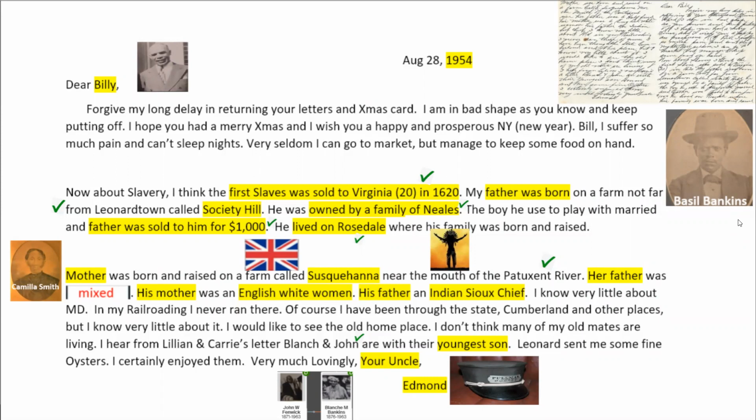Then he goes on to tell his nephew that when the younger Neal married, our Basil Bankins was sold to him for $1,000. So this was a movement from father to son when the son was about to marry and leave Society Hill to move to Rosedale, where the family was raised. So just again, priceless information that who knows where else we would have even a shot at getting our hands around these types of nuggets of really specific information relating to the family.